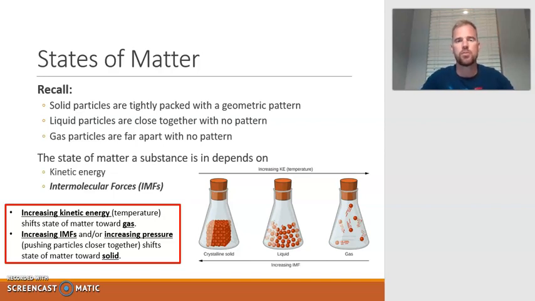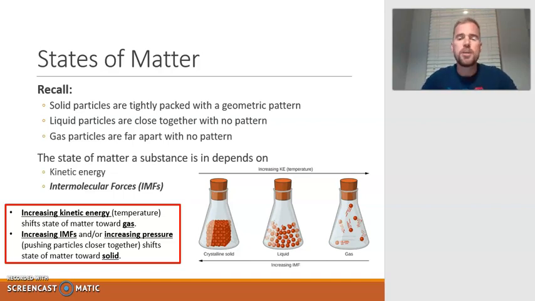So let's review a little bit about the states of matter so we can have a good framework going in. There are 3 states of matter. Recall that there's solid, liquid, and gas. Solid particles are tightly packed with a geometric structure. Liquid particles are also tightly packed, but they lack that geometric shape. I like to think about a crowded group of people at a concert, right? They're very closely packed, but there's really no order to it. And then finally there's gases, and gas particles are far apart with really nothing in between the particles. The particles are so spread out that most of the container is actually empty space.